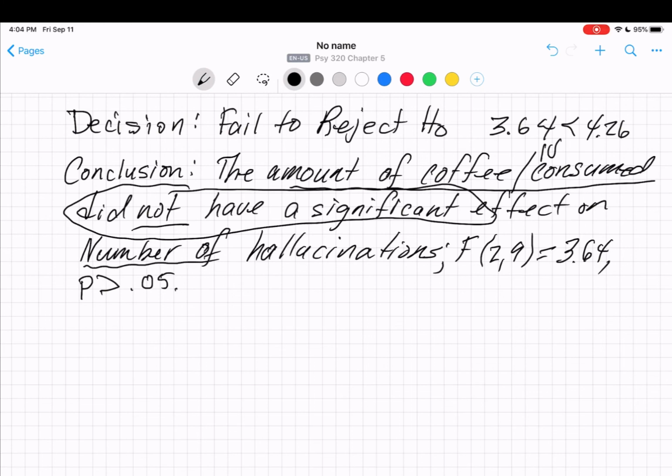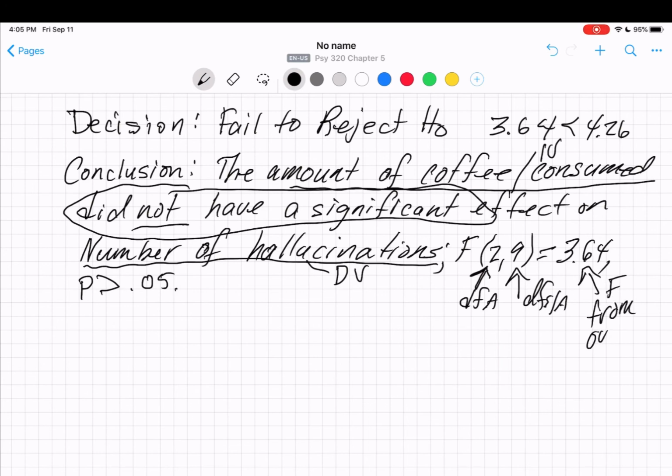On our dependent variable, okay? We still give our degrees of freedom for A. We still give our degrees of freedom for S over A. And we still give our F from our data.